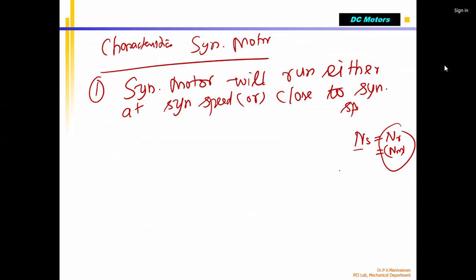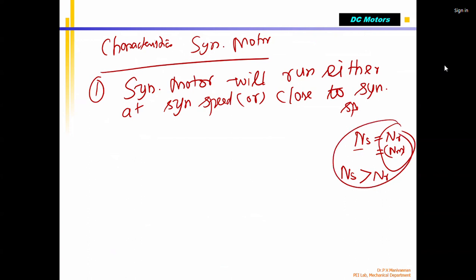But many times NS will be greater than NR. Not too much. It can be a few RPM, correct? So we say the synchronous motor will run either at sync speed or close to sync speed. It cannot run at any other speed. You cannot run the motor at 500 RPM or 600 RPM by varying voltage, current, whatever you do. So the synchronous motor will run close to NS, and in loaded condition slightly less, but only slightly.